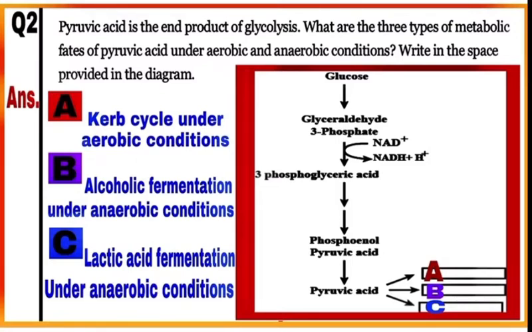If air is present, meaning under aerobic conditions, pyruvic acid enters the Krebs cycle. In space B, when conditions are anaerobic, as in the case of yeast, this pyruvic acid will undergo alcoholic fermentation. Next, space C, when conditions are anaerobic, as in the case of muscles, pyruvic acid will enter lactic acid fermentation. So, A is Krebs cycle, B is alcoholic fermentation and C is lactic acid fermentation. These are the three fates of pyruvic acid under aerobic and anaerobic conditions.